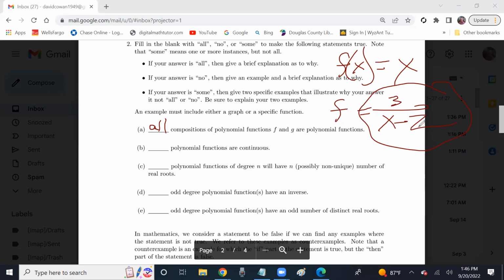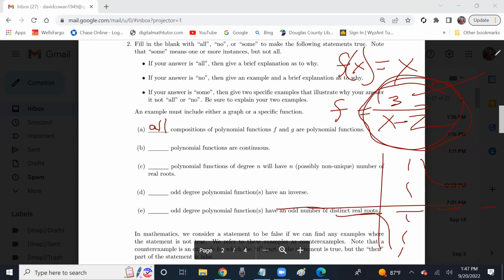Because if x is 2 and you divide by 0, that violates all the laws of mathematics. So you know that there's going to be a vertical asymptote at x equals 2. And this is hyperbolic in nature. So you're going to have something like this, and that's not continuous. But that's not a polynomial.